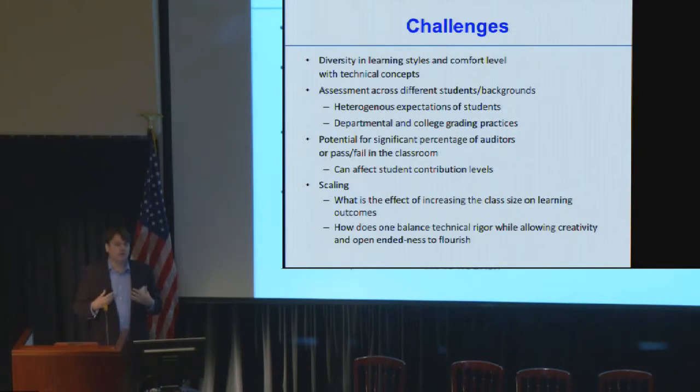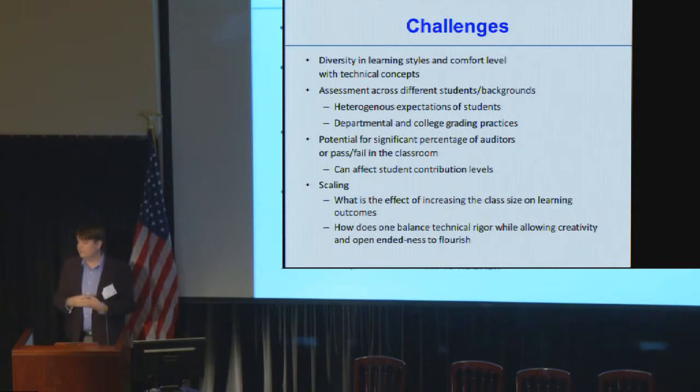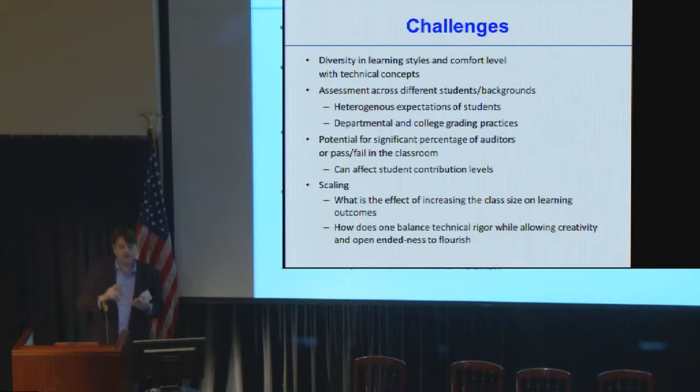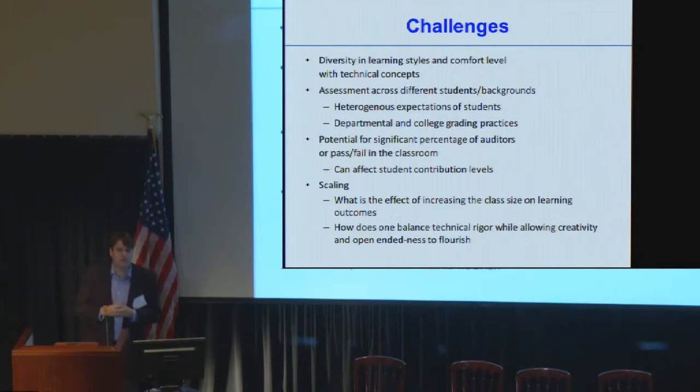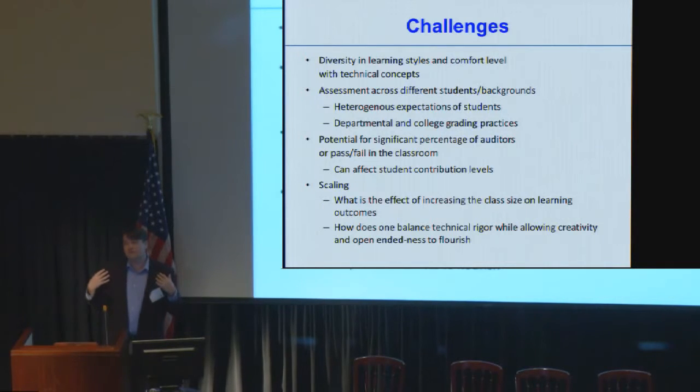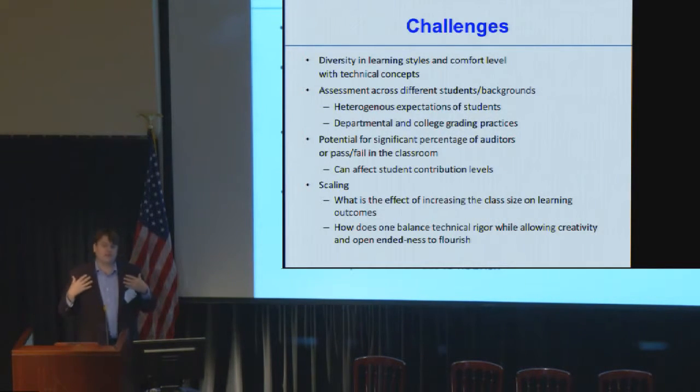How do you know which portion was auditors and pass-fail? Not all universities give that out. In fact, between us, we had universities that would tell you that information, that wouldn't tell you, or that you had to really hammer on some doors and demand the information before they would share it. It can affect student contribution levels and their willingness to put the time in they need to. And then there's also the issue of scaling. So what's the effect of increasing class sizes like this on learning outcomes? Obviously, we're going to have a lot of students who need more attention, so there's a lot of logistics that go into creating these. And how do we balance technical rigor while still allowing creativity and open-endedness in these courses?